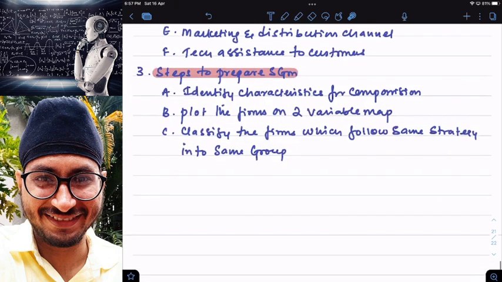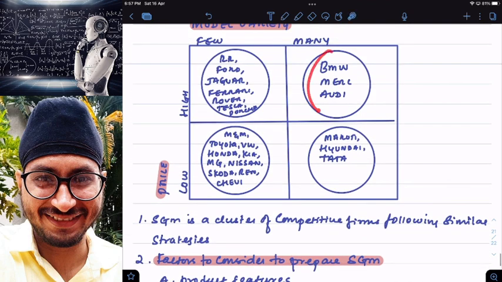And after this, what will I do? Draw circles. Draw what, sir? Circles. Draw circles around each group, which we have already done. We have already drawn the circles around each group. This is called which mapping, sir? Strategic group mapping. I hope it is understood. It is clear.